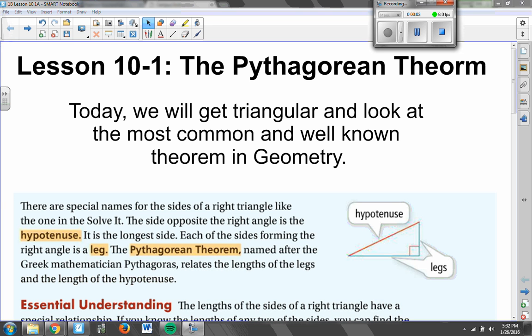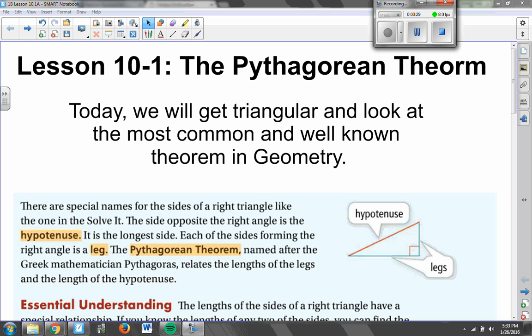All right, Algebra 1B students, welcome to Chapter 10. We are moving on a little bit from quadratic functions where we had an x squared. We're going to talk mostly in this chapter about radicals, meaning square roots. So we'll talk about a lot of different square roots. We're going to start here in lesson 10.1 by getting a little bit geometric.